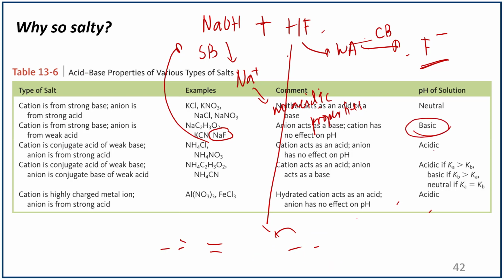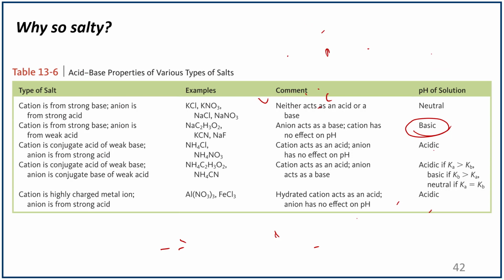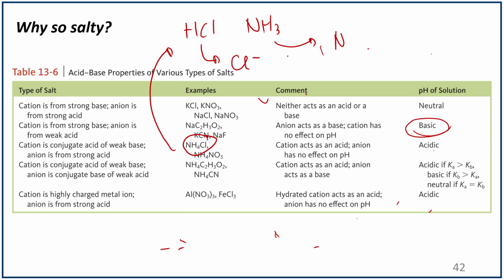Okay, same arguments apply if you have salts from a strong acid and a weak base. Let's say for example ammonium chloride. Ammonium chloride comes from hydrochloric acid and ammonia. The conjugate base of hydrochloric acid is Cl minus, and for ammonia, the conjugate acid is the ammonium ion. So again, chloride has no basic or acidic properties, but ammonium is a weak acid. Therefore, this salt should be acidic. All right.